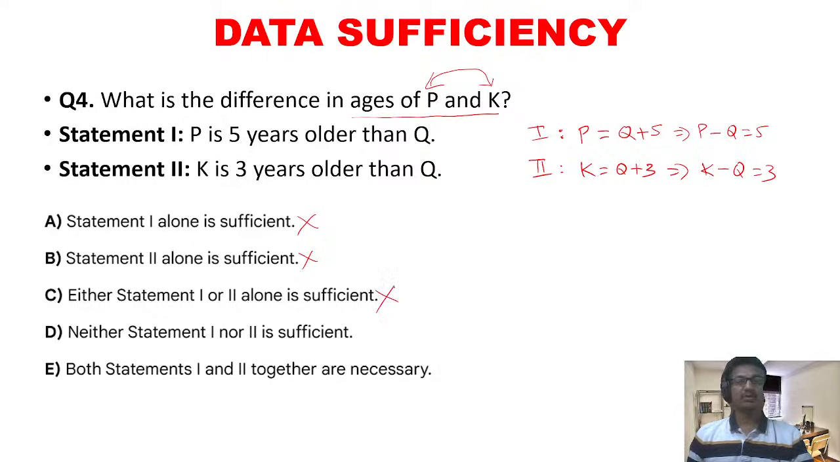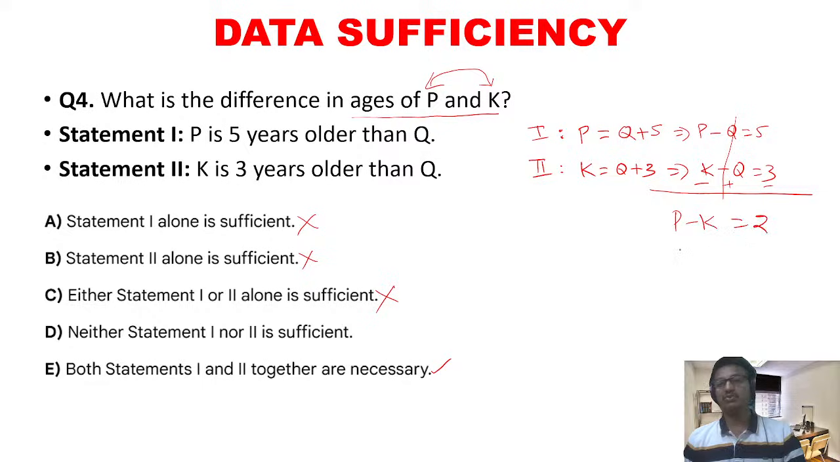Now we need to find out whether statements 1 and 2 both together provide the answer or not. Statement 1 is P minus Q is equal to 5. Statement 2 is K minus Q is equal to 3. Now if you subtract these two, what happens? Plus Q and minus Q get cancelled. Then you'll get P minus K is equal to 2.